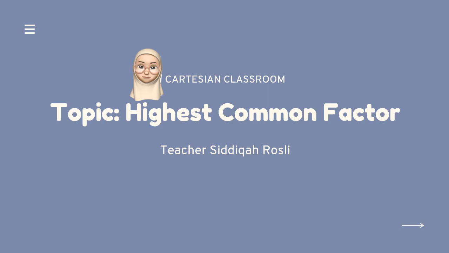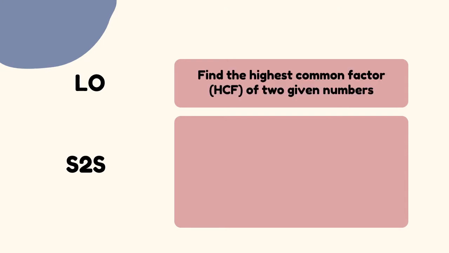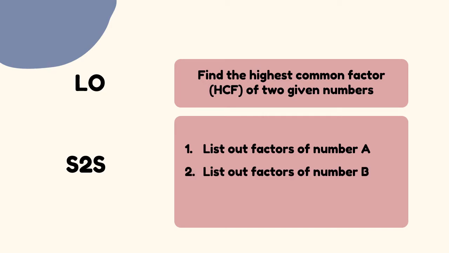Today we're going to learn about highest common factor, or in short form, HCF. So let's start. Our learning objective for today is we are going to find the highest common factor, or HCF, of two given numbers. Our steps for today are: first, we're going to list out factors of number A. Step 2, we are going to list out factors of number B. And step 3 is circle the highest common factor.